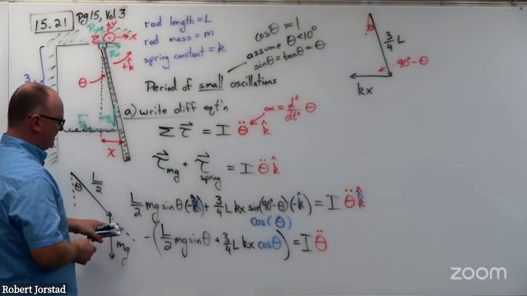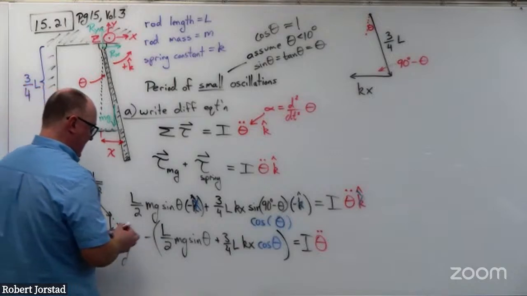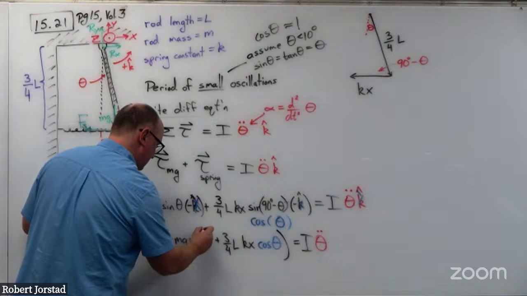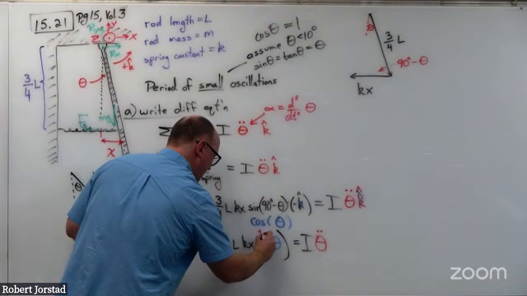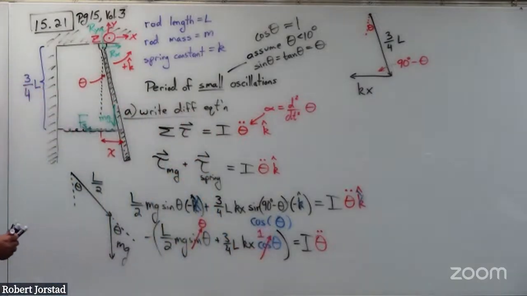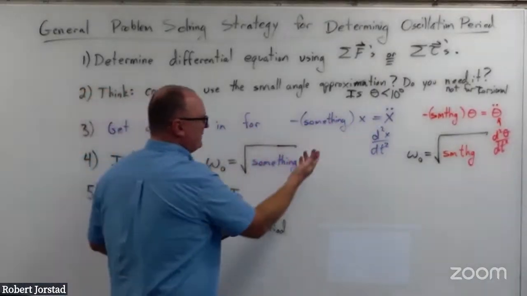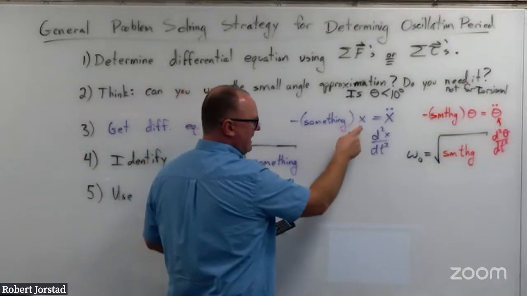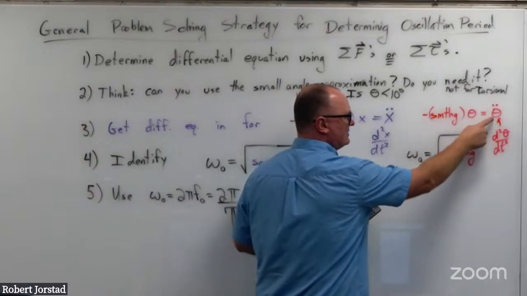I'm going to rewrite this over here. Oh my gosh, I can take this angle and make it theta, and I could take this angle and make it 1. I'm kind of confused here. We have a problem. Let me show you what I mean. Let's go back to our general strategy. I want to make this differential equation in the form of negative something times x equals x double dot, or negative something times theta equals theta double dot.